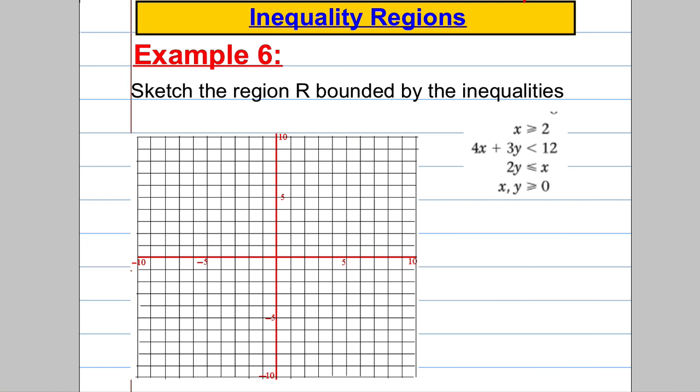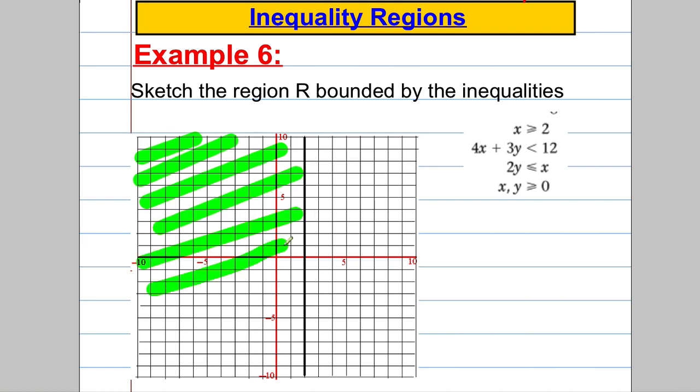So we're going to have a region bounded by the following inequalities. So we want x bigger than or equal to 2. Okay, so x is 2. And we want bigger than or equal to 2, so we don't want a dotted line, we want a full line, and we want bigger than that side, so we're going to rub out all of this side here, like that. So we've done that one.